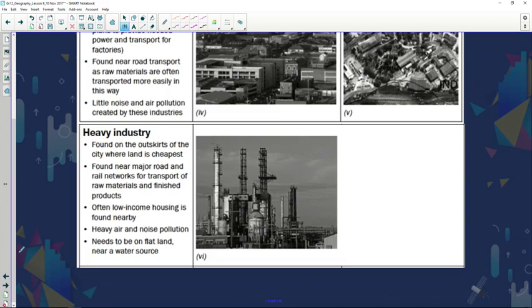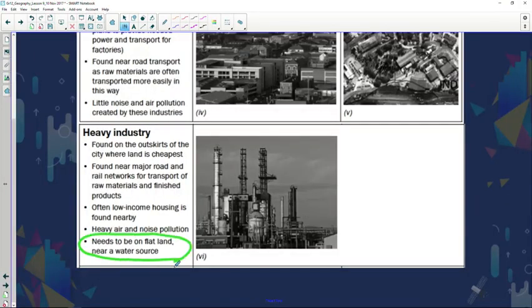Because of the amount of pollution that's being created, noise pollution and air pollution, and very importantly, close to transport networks so they can take their product and deliver it to other parts of the country. And very importantly over here, it needs to be on flat land. If you look at the reason why we chose these locations, there needs to be availability of water, because they use the water to basically make their products. And as you can see, often low-income housing is also found close by because you need unskilled workers to work in these industries as well.